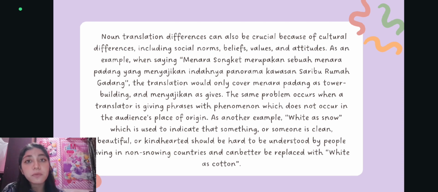The same problem occurs when a translator is dealing with a phenomenon which does not occur in the audience's place of origin. As another example, "white as snow," which is used to indicate that something or someone is clean, beautiful, or kind-hearted, would be hard to understand by people living in non-snowing countries and can better be replaced with "white as cotton."